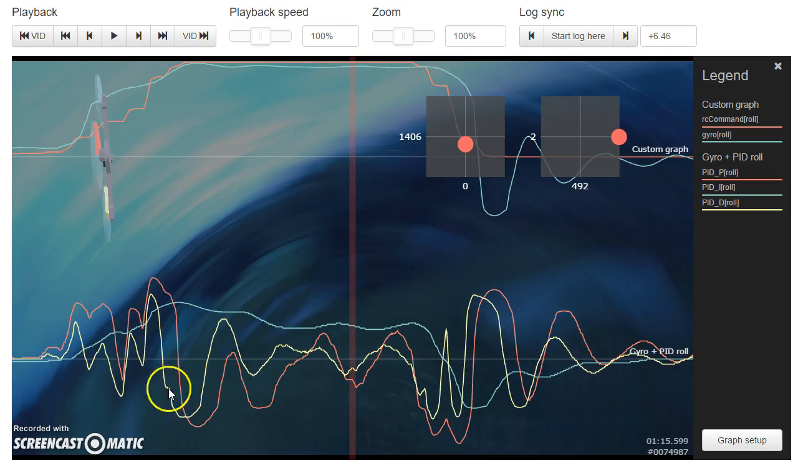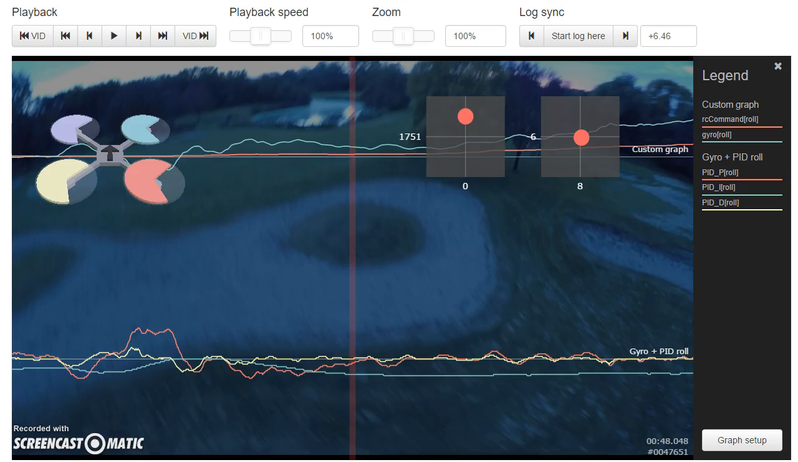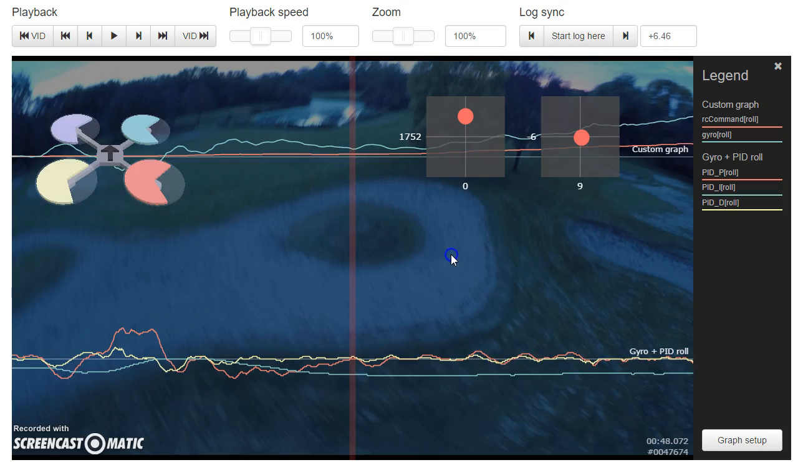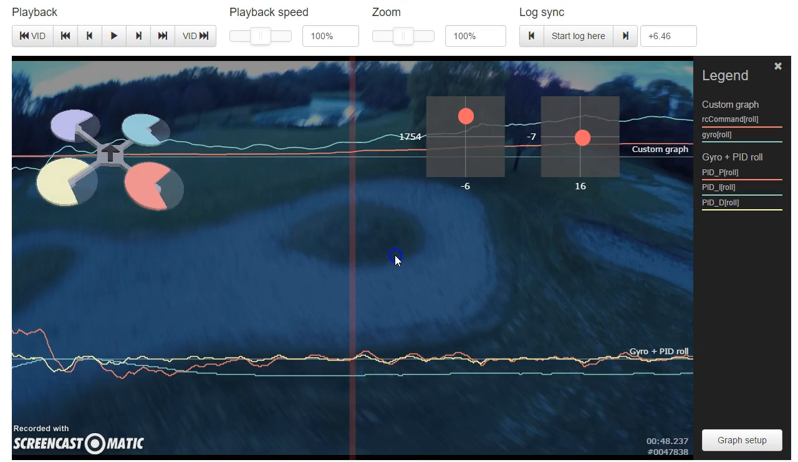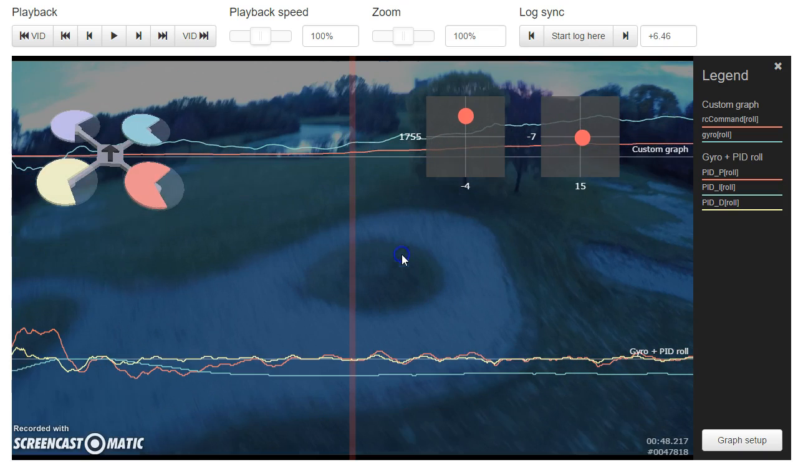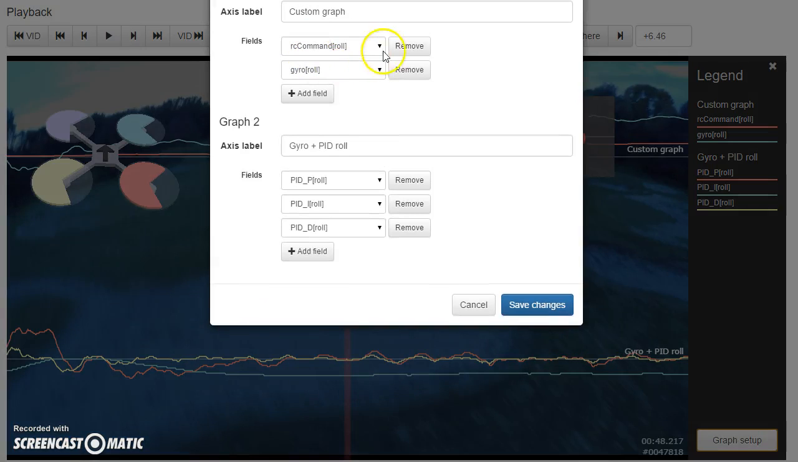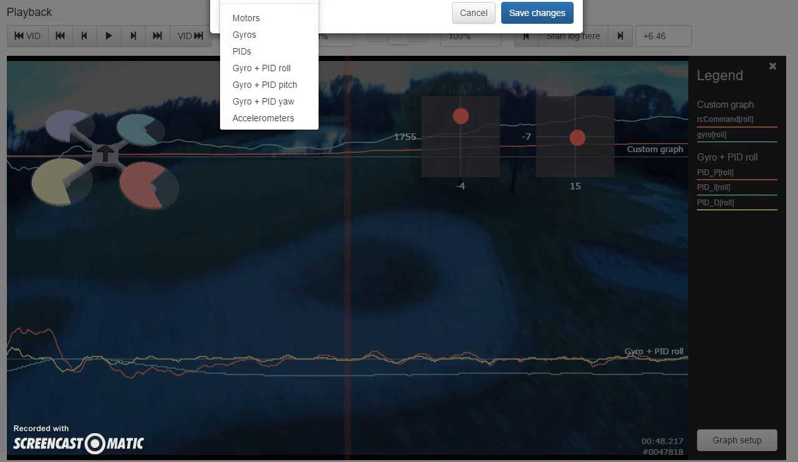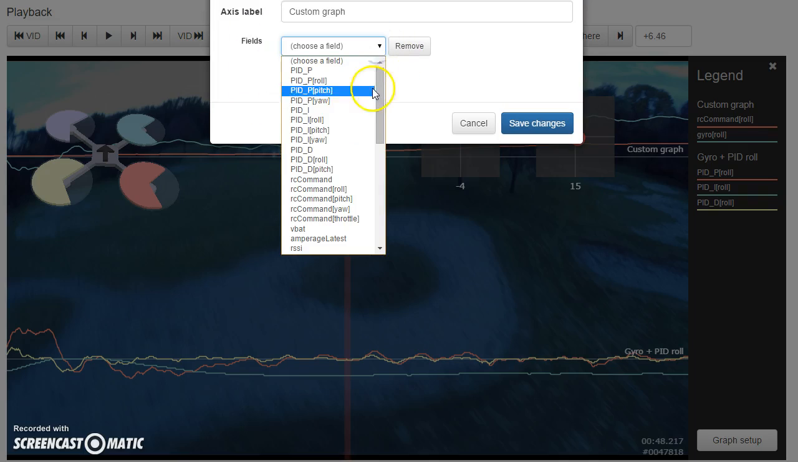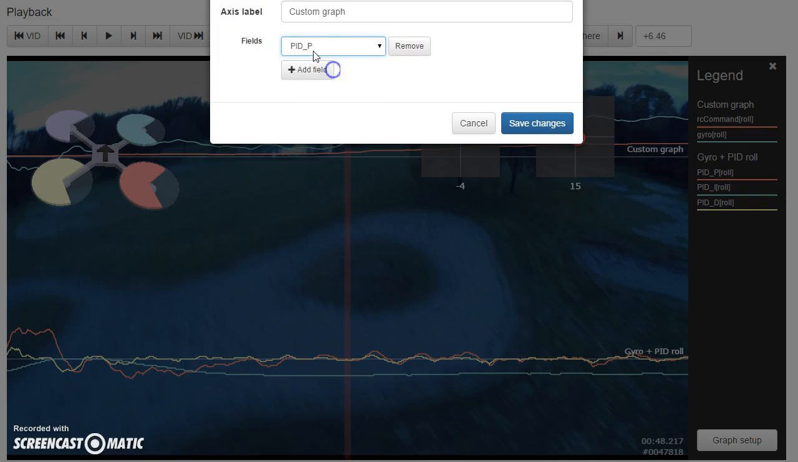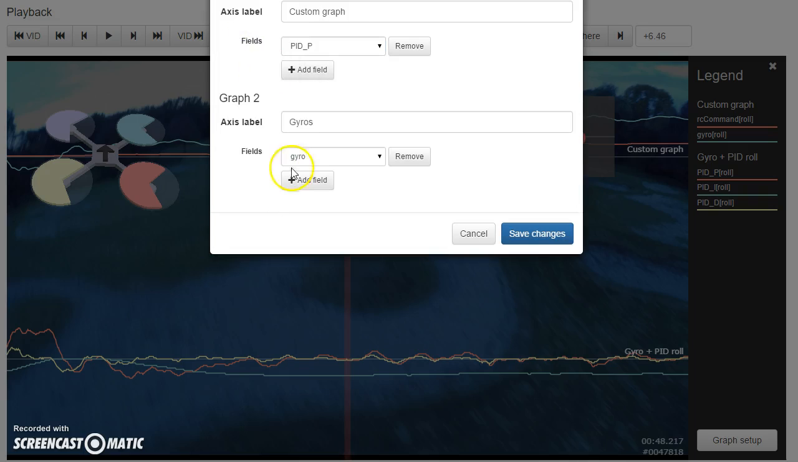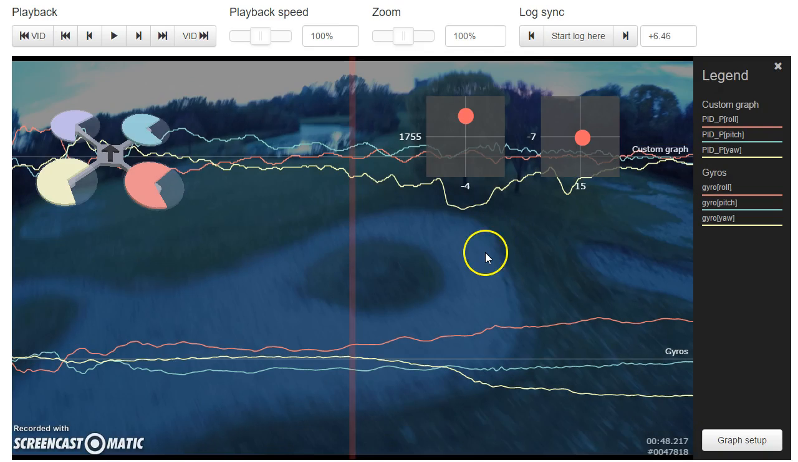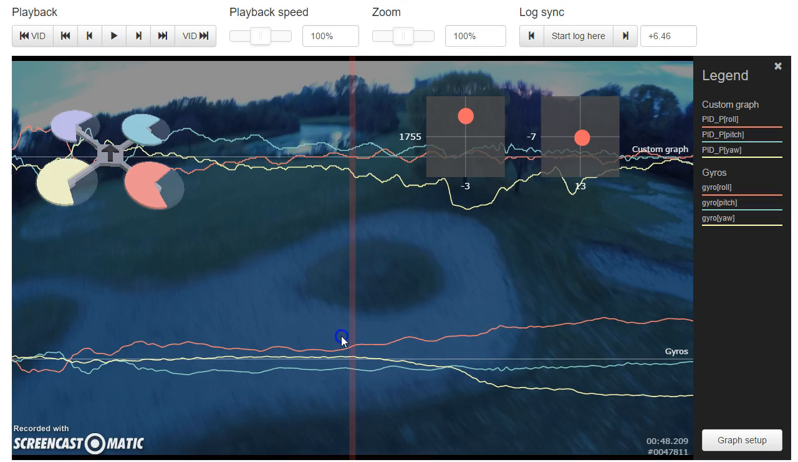Okay, so there's a little bit of analysis there. Another thing I like to look at is I looked for a point in your video where you had relatively high throttle. Here you're at 1751. I don't think there's really any max throttle places here, but 1750 is something. And I'm just going to look at your P term and your gyro. So let's do a custom graph and let's look at PID P. And let's do another graph, which is the gyros. And let's just look at those and see what's happening when you go to high throttle.